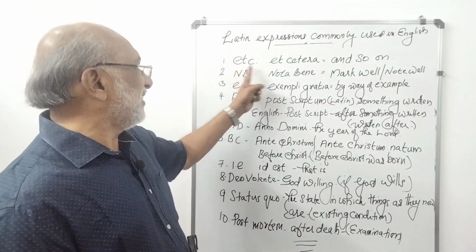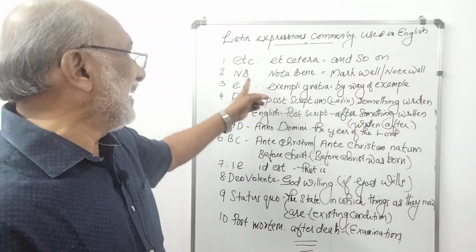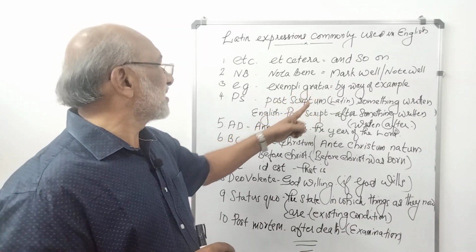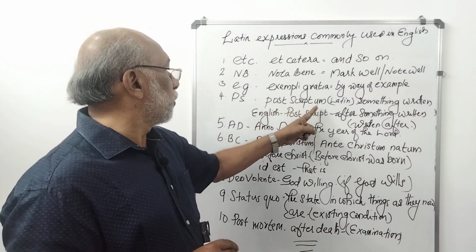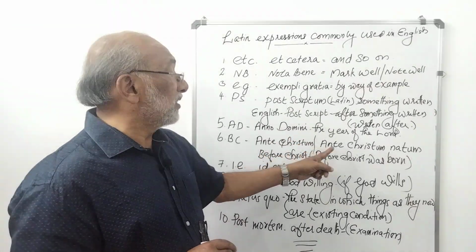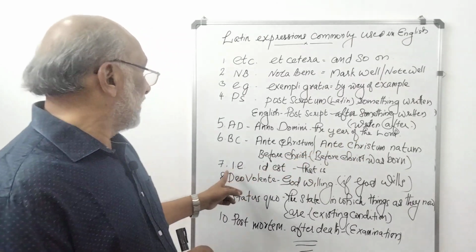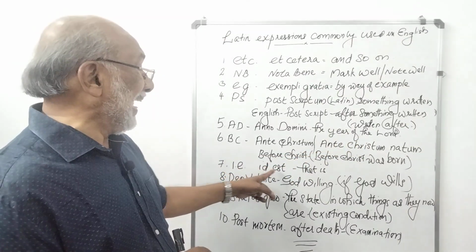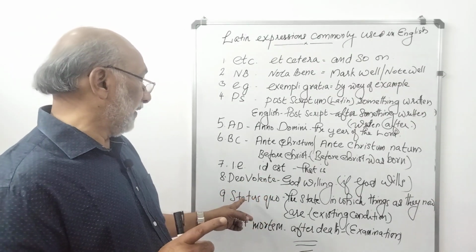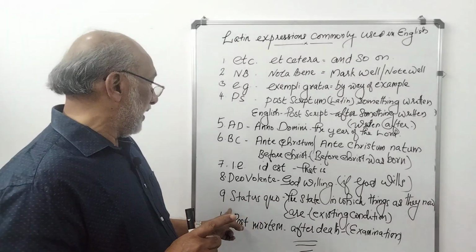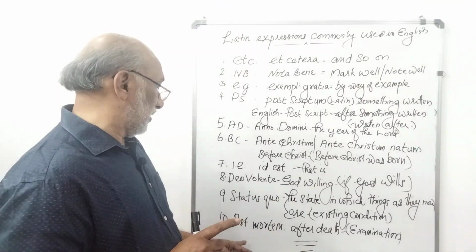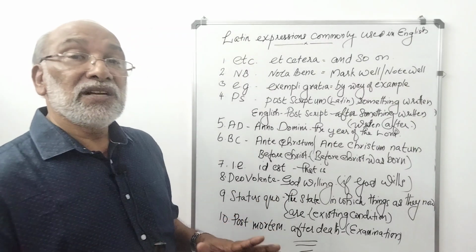Let me just enumerate them. The pronunciation, please note. Et cetera, nota bene, exempli gratia, post scriptum, Anno Domini, Ante Christum or Ante Christum natum. Then seventh one, IE, id est. And eighth one, Deo volente, if God wills or God willing. And the ninth one, status quo, the existing condition. And the last one, post mortem.